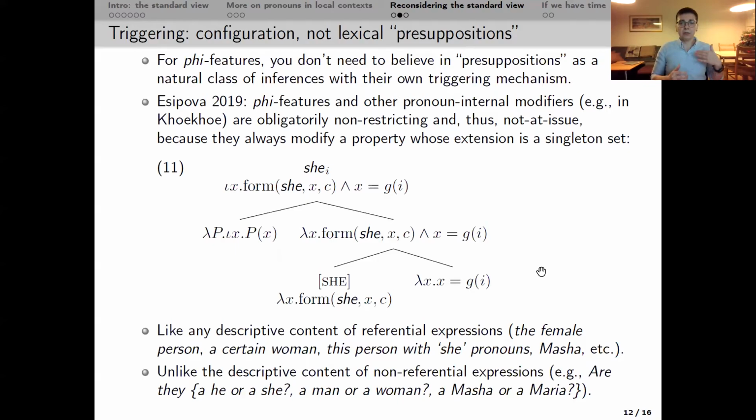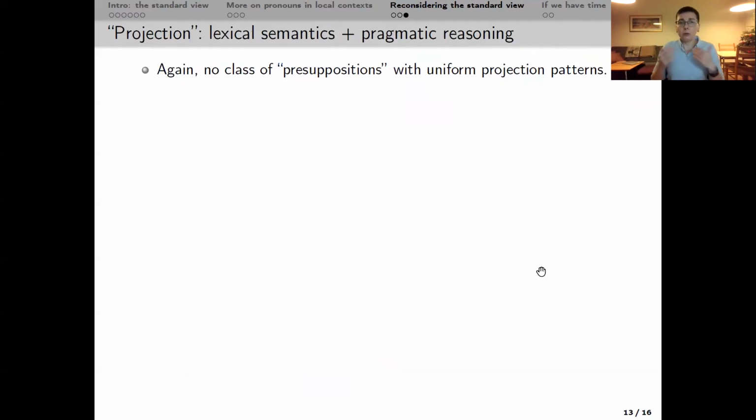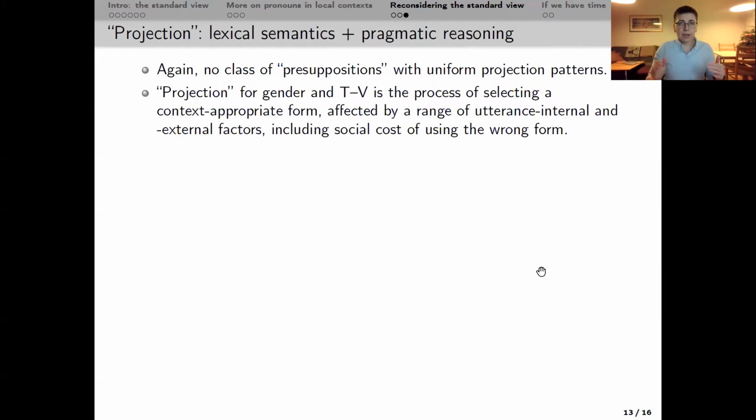And this is in contrast to descriptive content of non-referential expressions, which is why we can ask questions like, are they he or is she? In which case, these pronouns he and she do not bear any indices, they're not referential, and they simply denote properties of basically having he pronouns versus she pronouns. Nor do we need presuppositions as a natural class to talk about projection patterns of gender and TV on pronouns. Instead, we should think of projection of gender and TV as this process of selecting a form that is appropriate in a given context. And this process is going to be affected by a variety of utterance internal and crucially utterance external factors, including the social cost of using the wrong form.